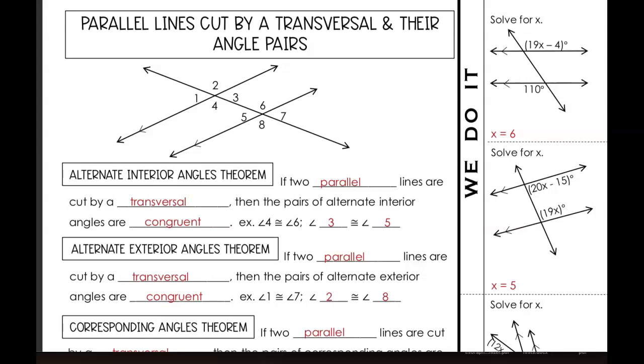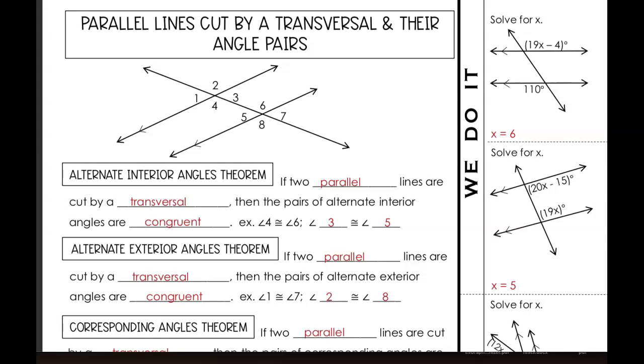So this says that if two parallel lines are cut by a transversal, then the pairs of alternate interior angles are congruent. What does congruent mean? The same, which also means? Same. What does same mean? What's a math word for same? Equal. If something is the same, does it equal the other?